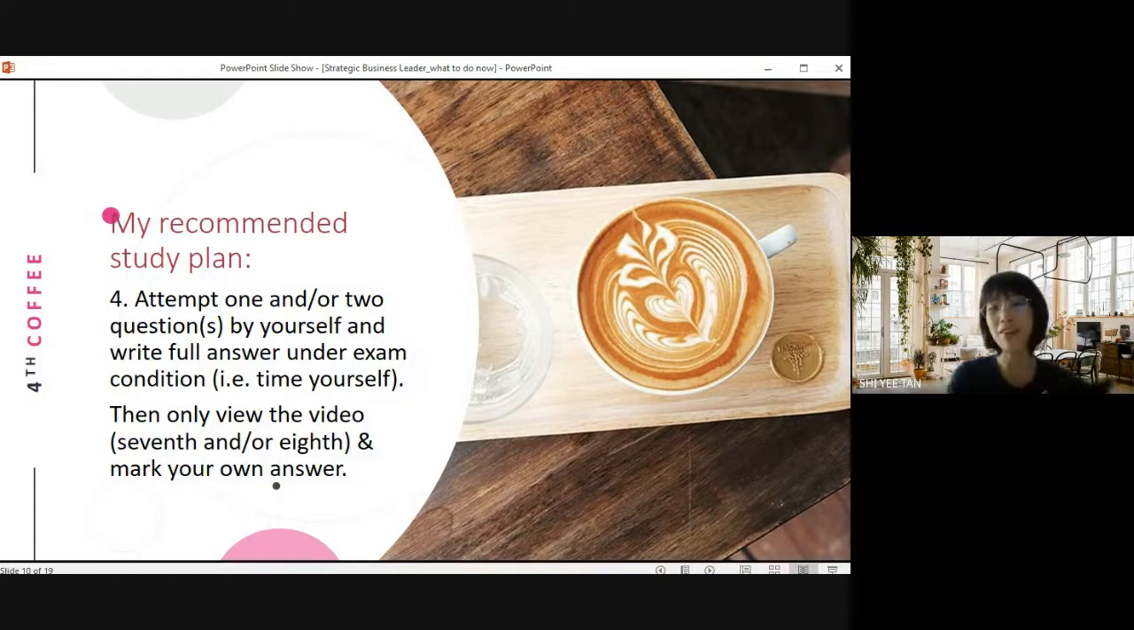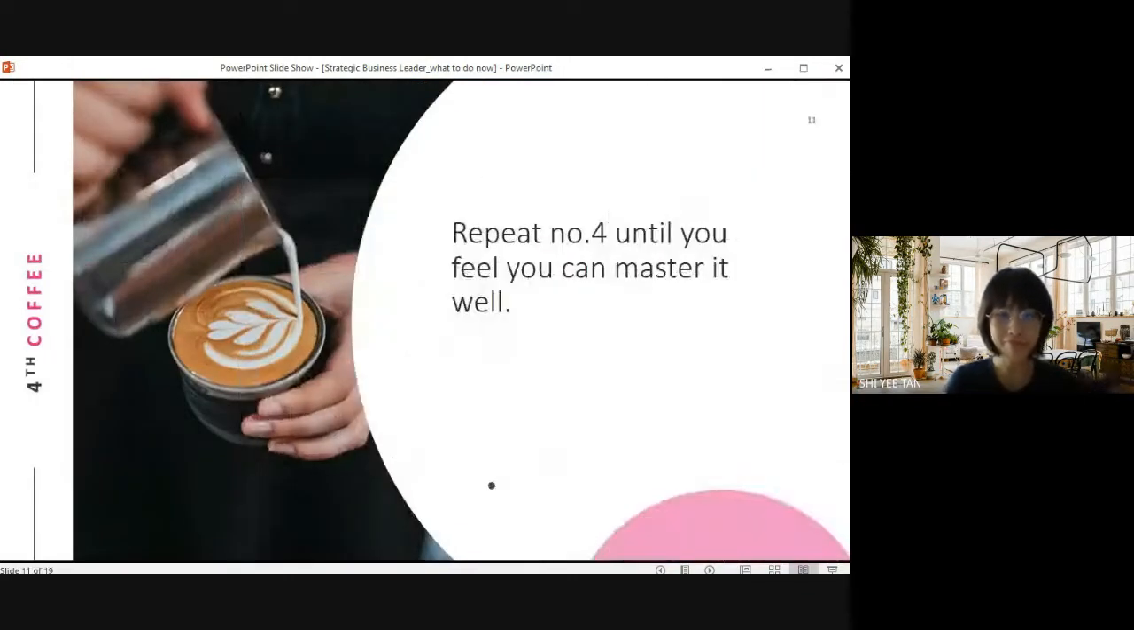So starting from now, I think it's the best timing. It's a very good timing, about 1.5 months until your December exam. So hopefully you can work on something. You are going to repeat number 4 until you feel you can master it well, and that is where you are about to be there.